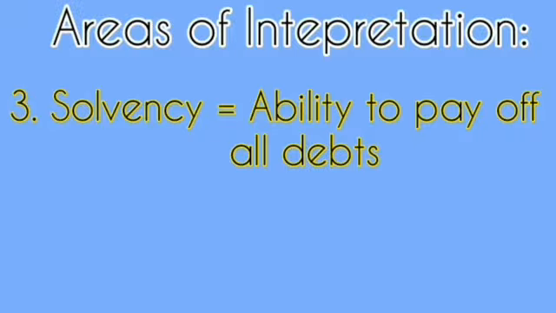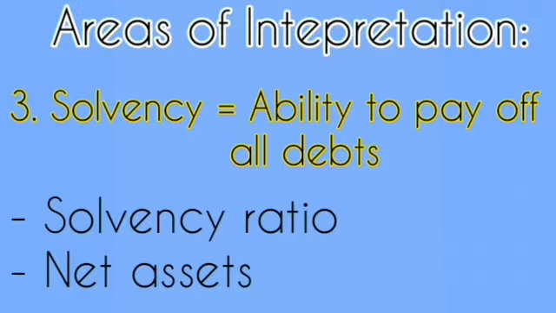And then area 3 is solvency. When we are saying, is the company solvent or insolvent, and when we are saying interpret on the solvency of the company, what are we looking for? Now we are looking at the company's ability to pay off all of its debts. Liquidity is only short term, solvency is all of the debts, meaning short term and long term, current and non-current. And there are only 2 financial indicators that help you determine if the company is able to pay off all of its debts, and that is the solvency ratio and net assets.